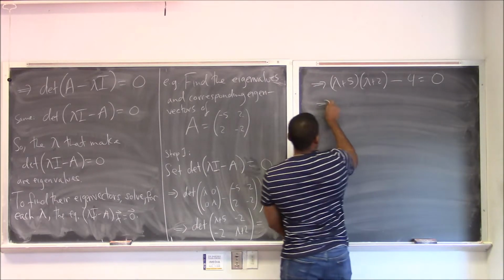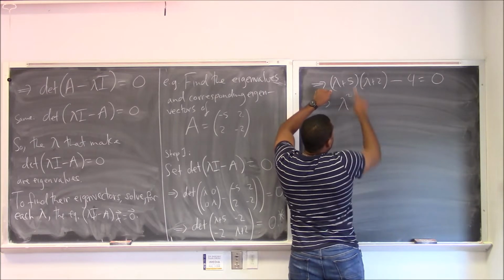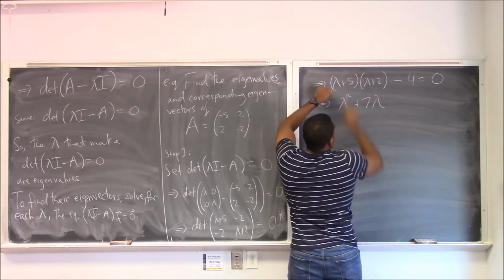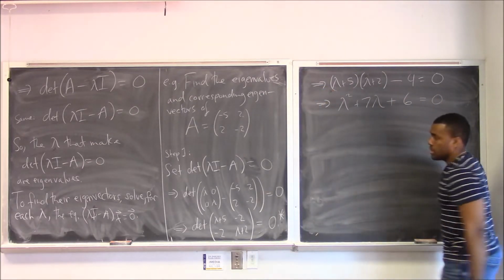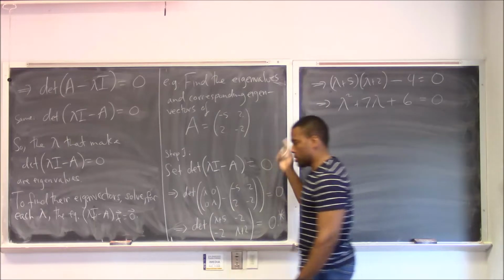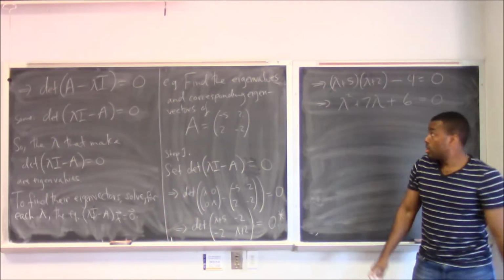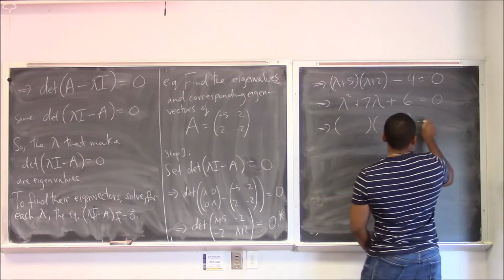And so now this is just a polynomial. This is lambda squared. This is 5 lambda, that's plus 7 lambda. That's 10 minus 4 plus 6 equals 0. So to find the eigenvalues, I need to solve that polynomial equation. How do we solve this equation? We try to factor it.